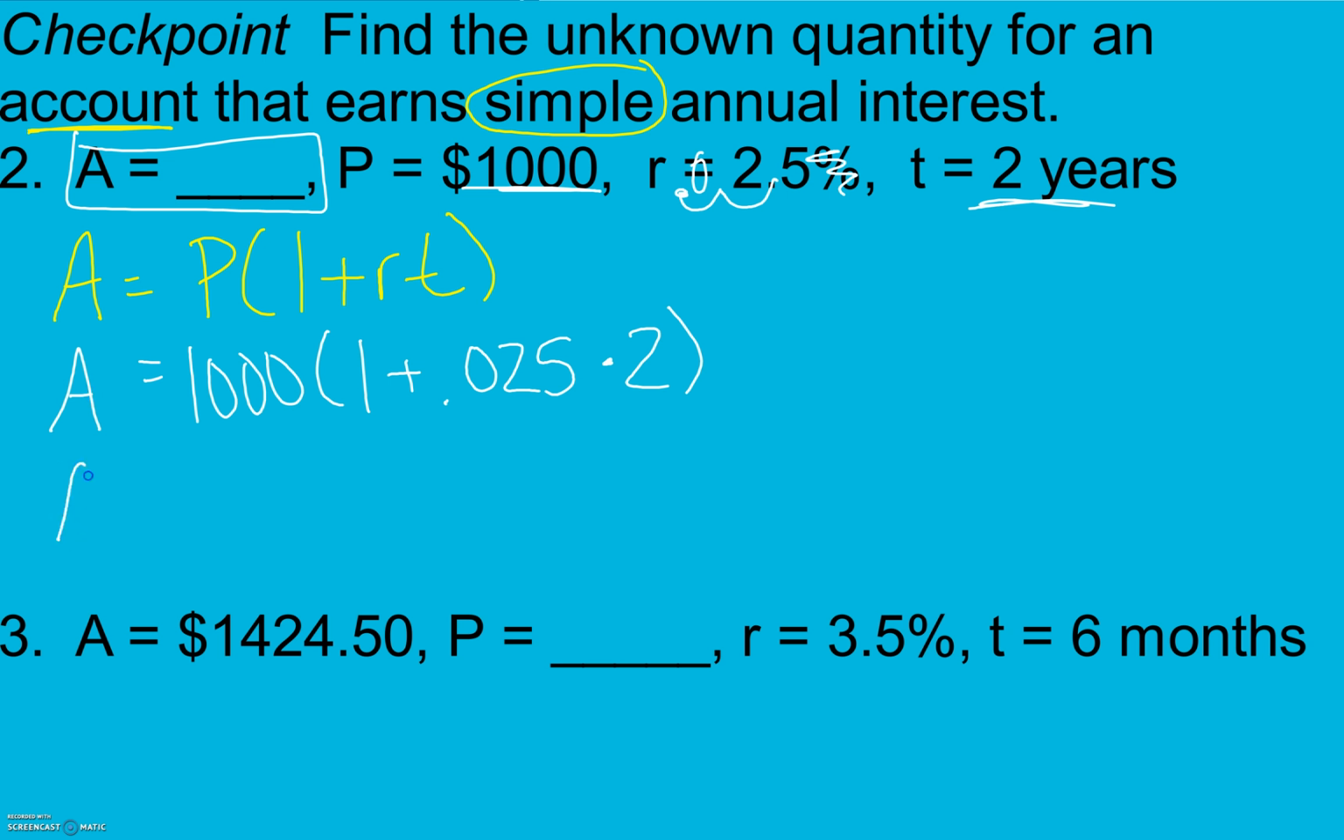So here, since I don't have any variables left on the right side, I can go ahead and just multiply straight across. According to PEMDAS, we do inside of parentheses. We multiply first, add 1, and then multiply by 1,000. But most of your calculators will do this just right straight through. And here, we're going to get 1,050.